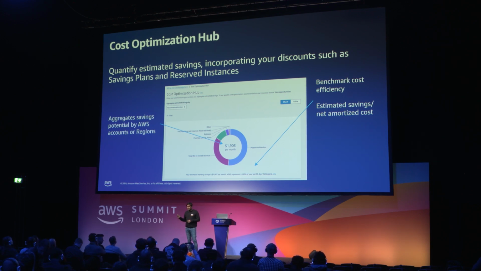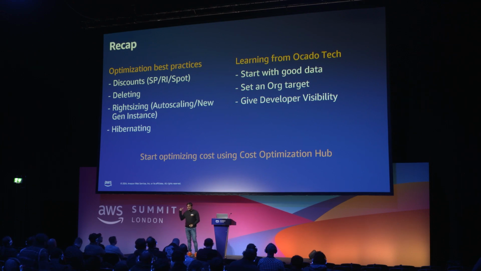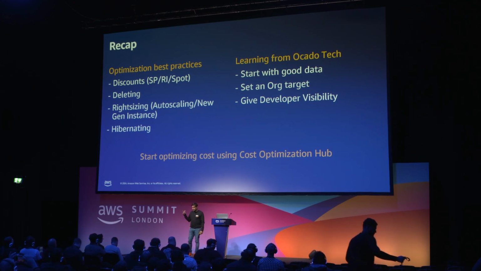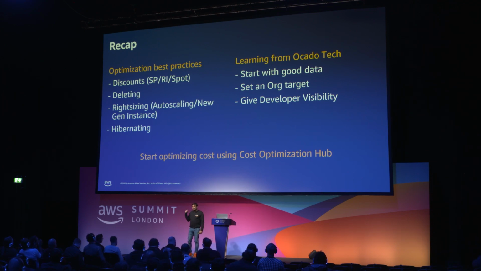So with that, recap. Discounts: please leverage Savings Plans, Reserved Instances, and Spot if your application supports it. Delete those unwanted resources, right-size your instances, and hibernate or shut down instances when they are not used. And lastly, from Ocado: start with good data, set an organization target, and give everyone visibility of their AWS spend so everyone can take the initiative to optimize at their end. And lastly, please look at Cost Optimization Hub.